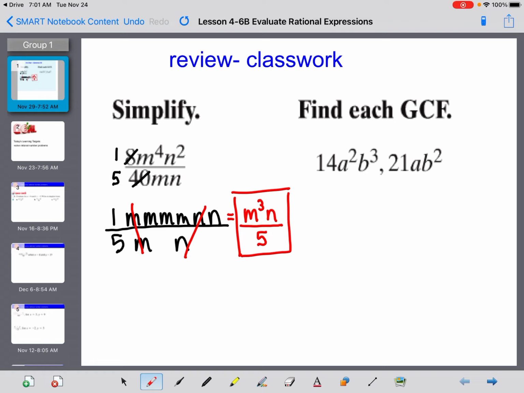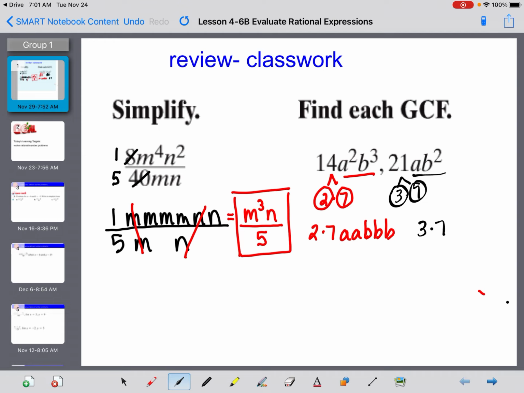In the second problem, it asks us to find the greatest common factor. To find the greatest common factor, we do a factor tree of each of the numbers, and I get 2 times 7. These are both prime, so I circle them. Then I write these exponents out in expanded form. I do the same for 21. Let's do that in a different color so it's obvious which one we're talking about. 3 times 7. 3 is prime. 7 is prime, so I have 3 times 7. Then I'm going to write the variables in expanded form.